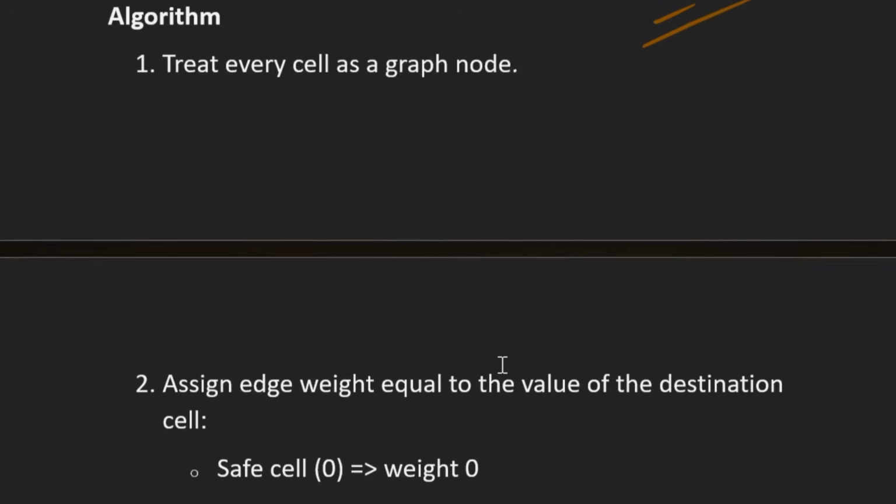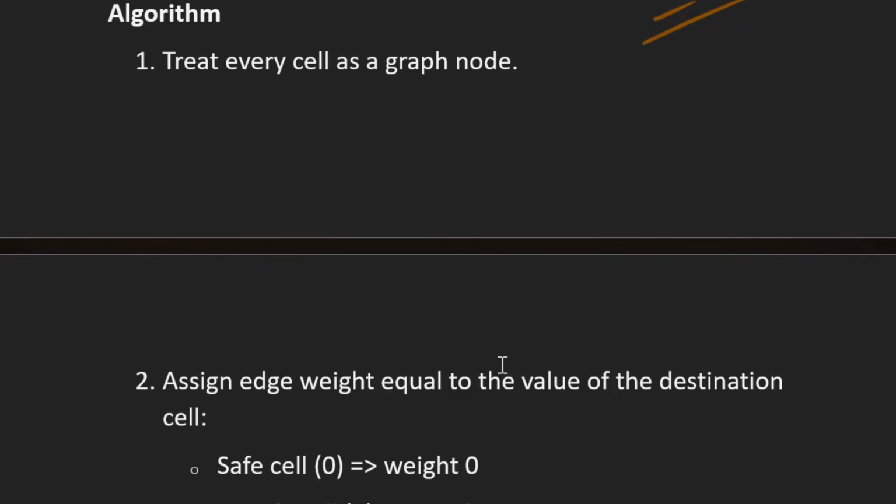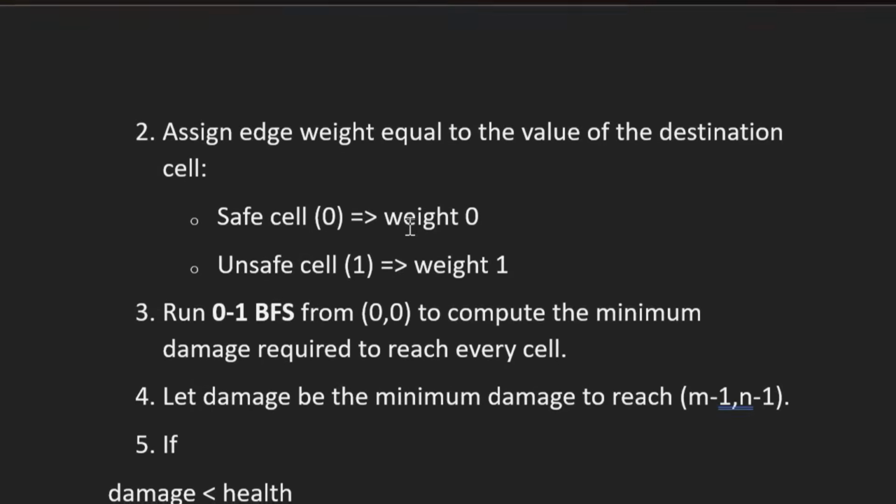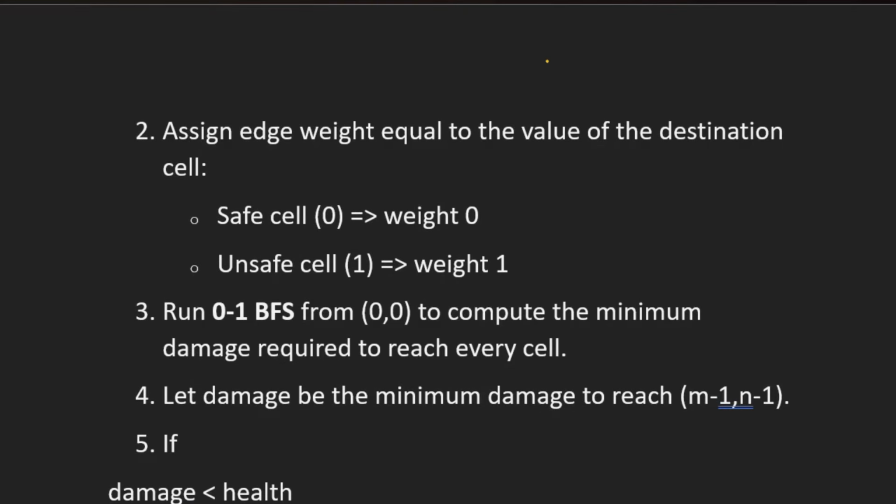So if you see the overall algorithm, we'll treat every cell as a node of a graph, and then we'll assign edge weights, right? The edge weight is basically equal to the value of the destination. Suppose we are currently at this node, and then we go to this node. If this node has value 0, then the edge weight will be 0. If this node has value 1, then the edge weight will be 1. So depending on the destination, we decide our edge weight.